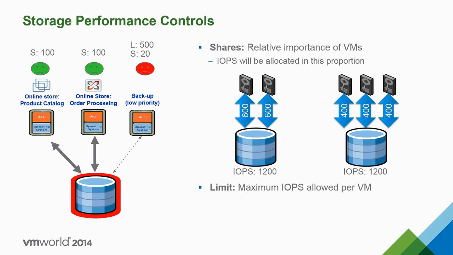The last one, which is coming new, is reservations. So what we said is, what's the relative proportion? What's the maximum? Reservation is the minimum side of the performance. If you set a reservation control, a VMDK will be guaranteed that amount of IOPS no matter what happens on the system. Okay, so this is easier said than done. Let's see how this is going to happen.